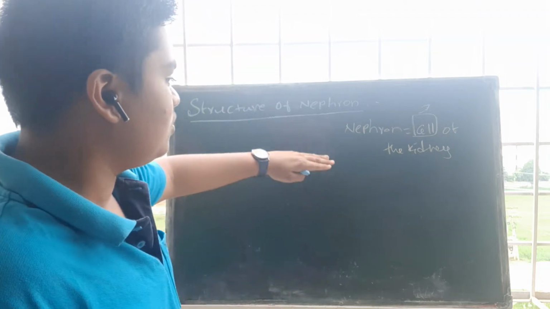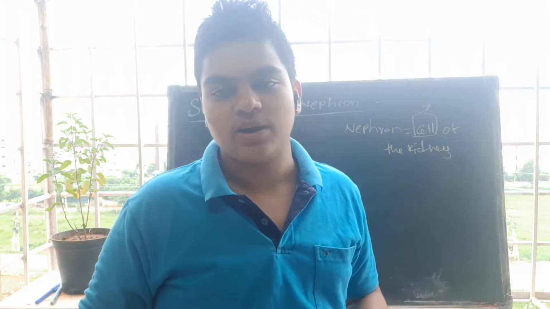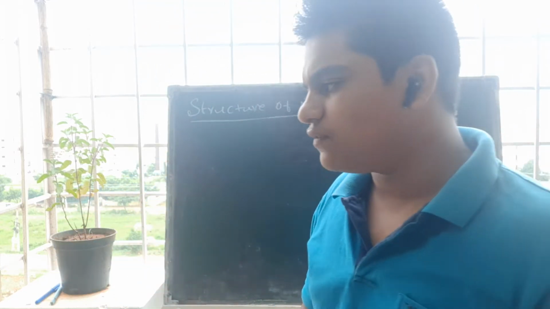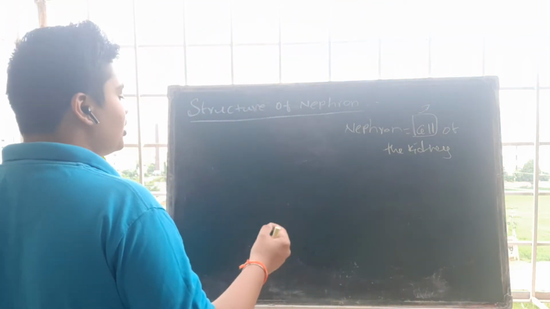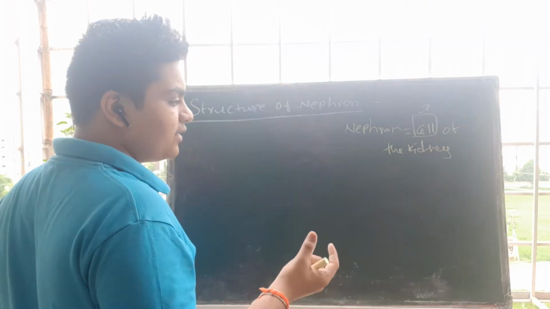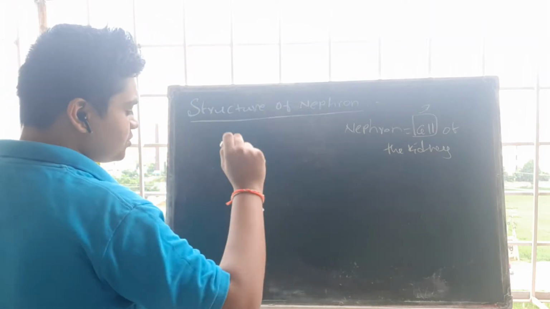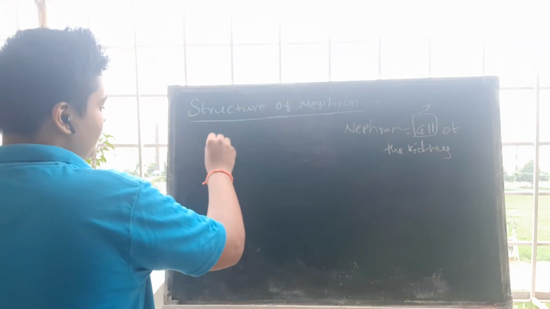But how does this filtration happen in nephron? Well, all this we will talk about in this chapter. What happens in nephron? Generally filtration happens. Now, how does a nephron look? We'll be studying a structure of nephron which is a little more deep than our 10th class. So let us first draw the structure of nephron, then I'll explain it part by part.